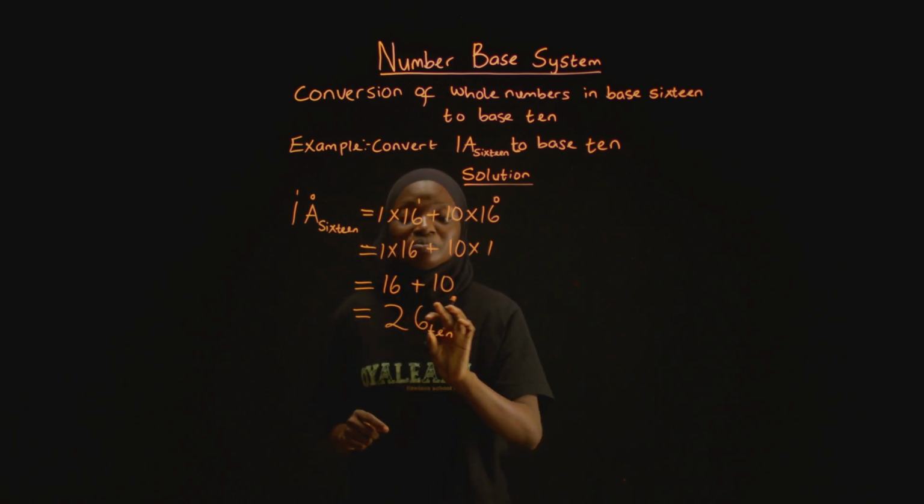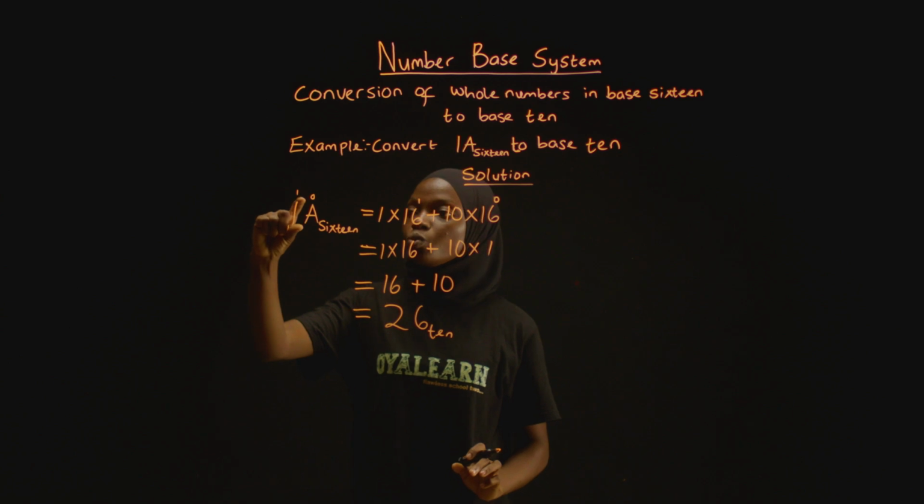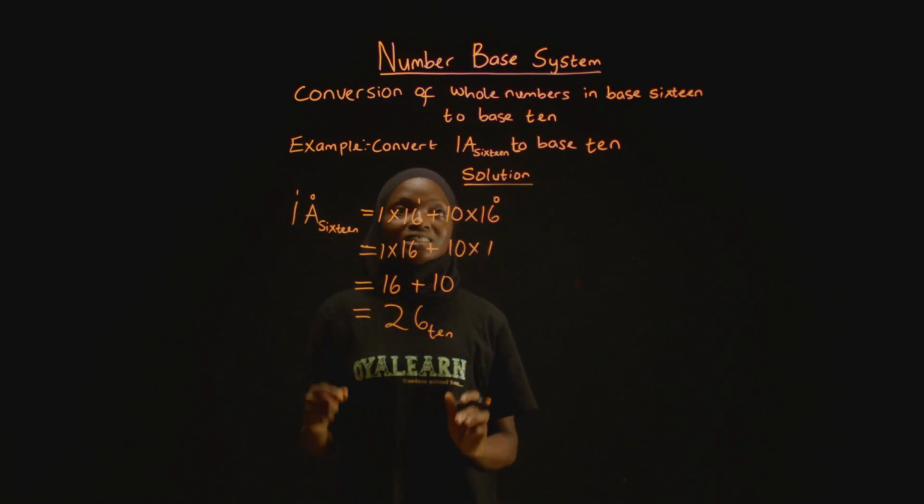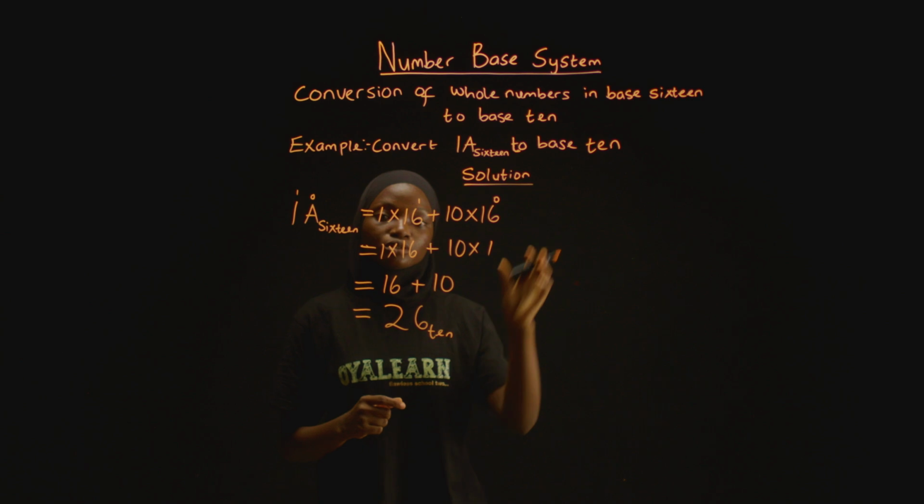And that means 26 base 10 is the same thing as having 1A base 16. And that's how to convert a whole number in base 16 to base 10.